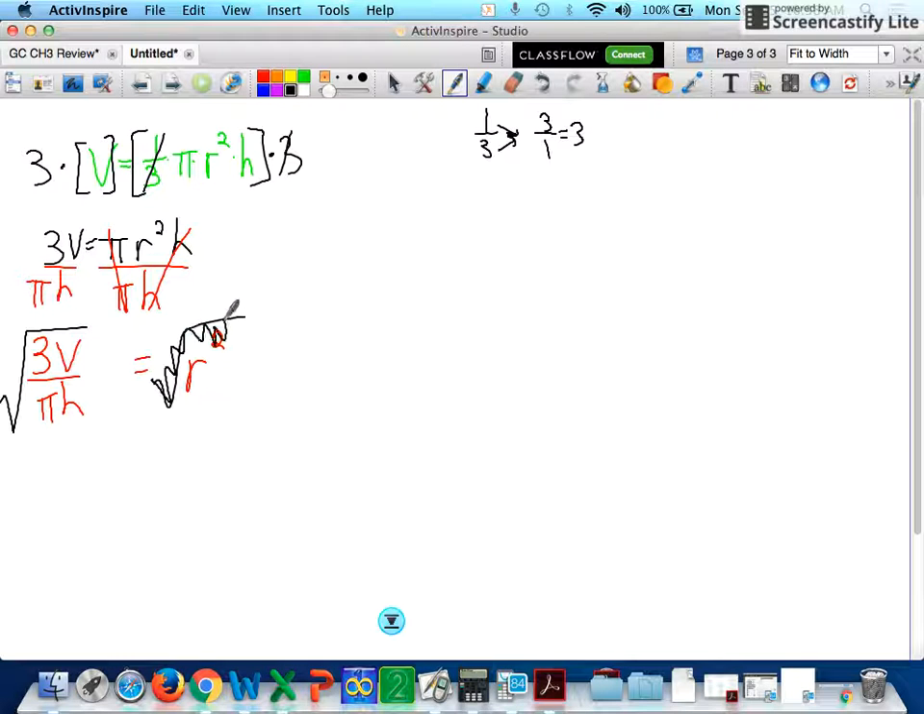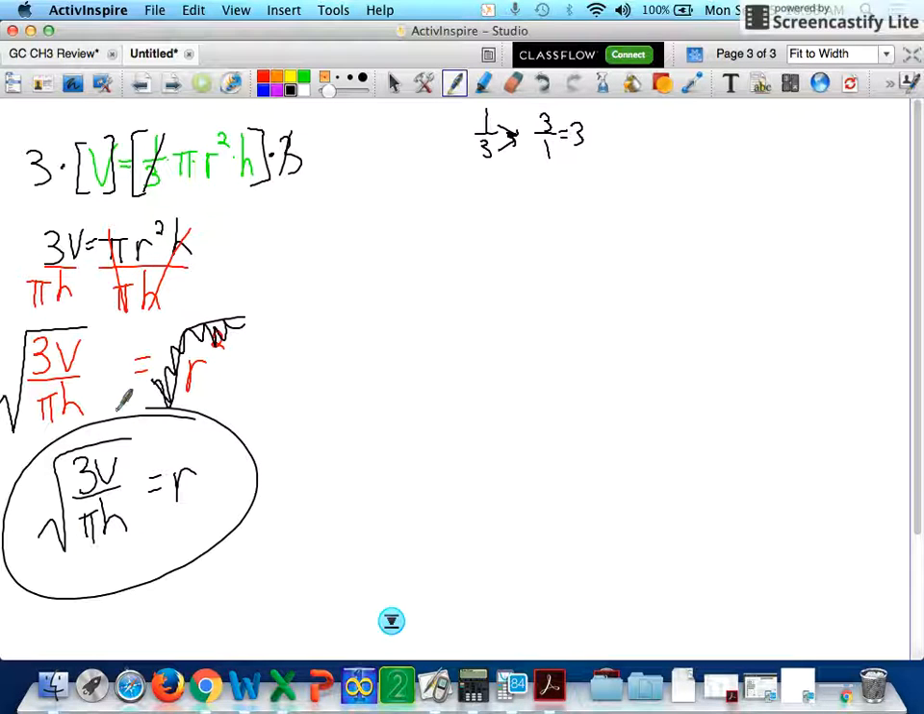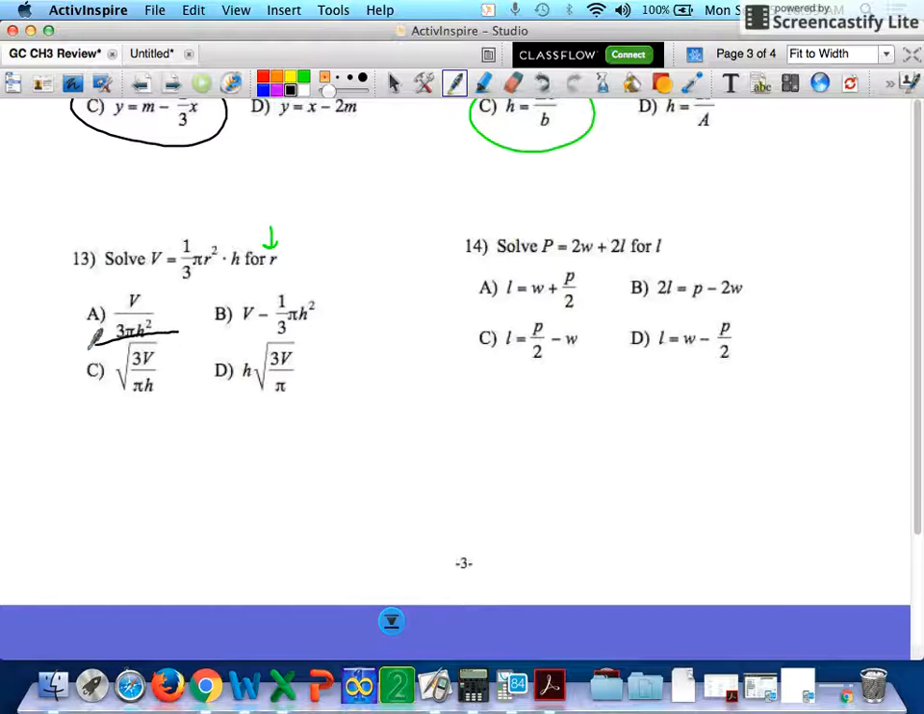This square root and that squared term, notice I drew the lines through it, cancel out, okay? So all we have left on the right-hand side is r. What we have on the left-hand side is this big mess. But that's okay, as long as it shows up as one of our answers. We look, and there it is. Square root of 3v over pi h.